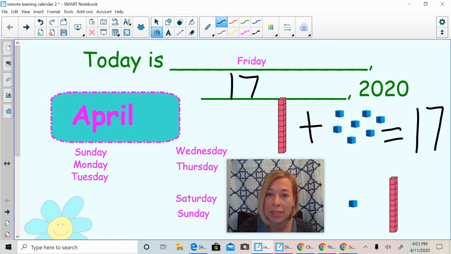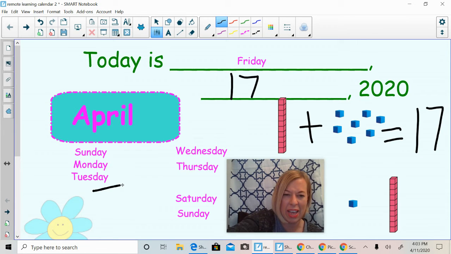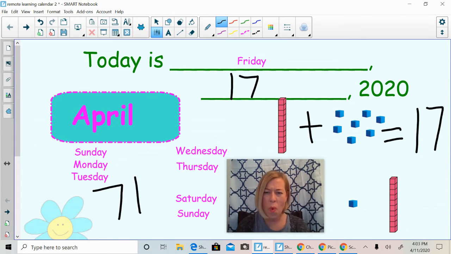And if you get it mixed up, now you're talking about 71. That's a way bigger number than 17. That's 7 groups of 10 and 1 one. Be careful. We want to be careful when we write those teen numbers.